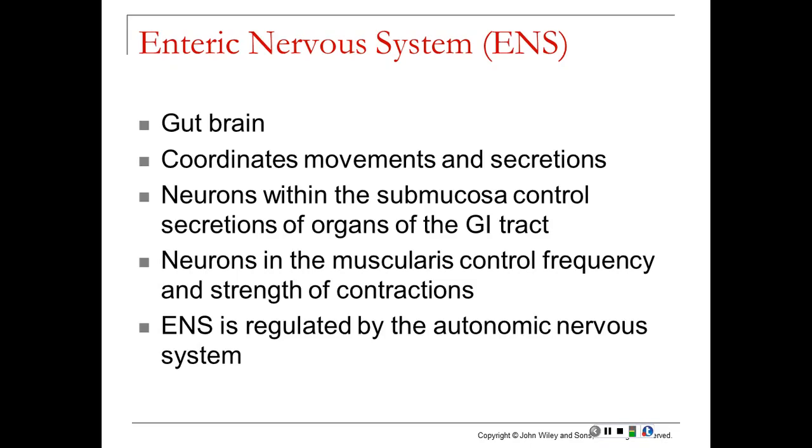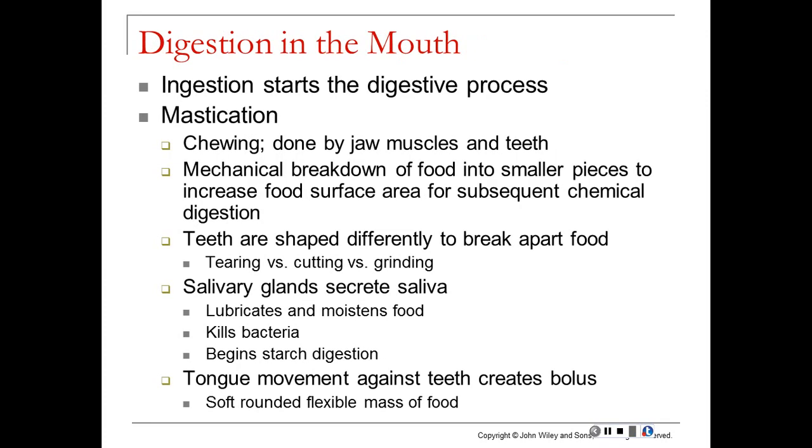There are special neurons within that submucosa that control the secretions of organs within the GI tract. So we're talking about the special glands associated with our intestines, as well as some of our pancreatic and stomach secretions. The neurons within that muscularis layer are also going to control the frequency and strength of the contraction. So they're going to control the propulsion of food through the GI tract as well. Ultimately, that enteric nervous system is regulated by the autonomic nervous system.